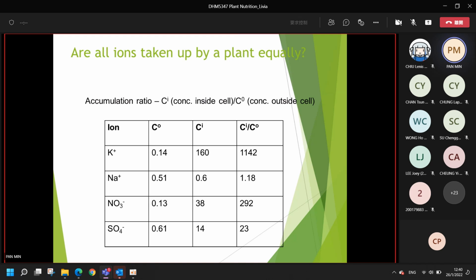And we will have a specific class for the transportation of different ions, because for potassium, the protein in the cell membrane has a specific channel for it. So potassium is more easily transported from the outside of the cell membrane to the inside of the cell membrane, to be used by the plant.